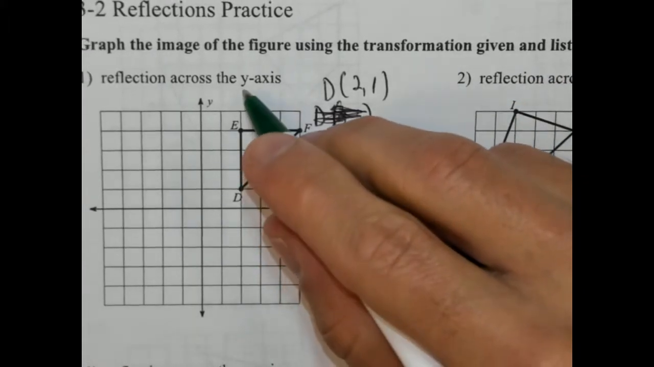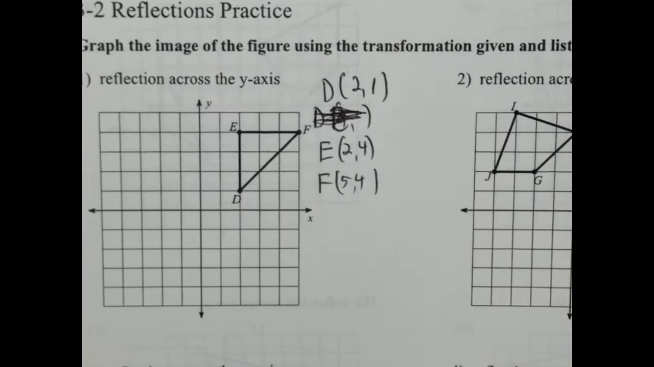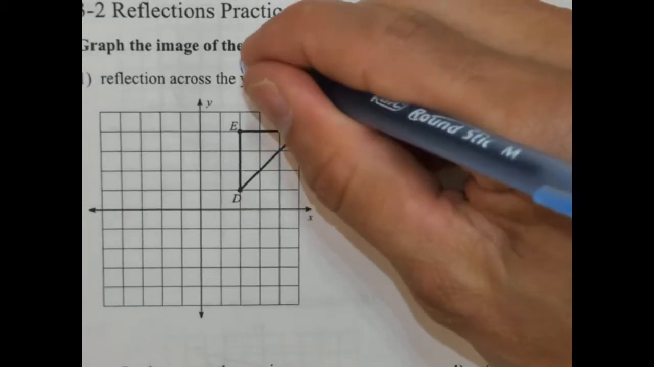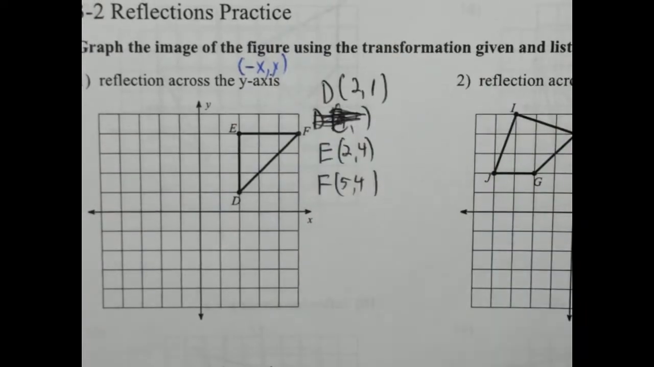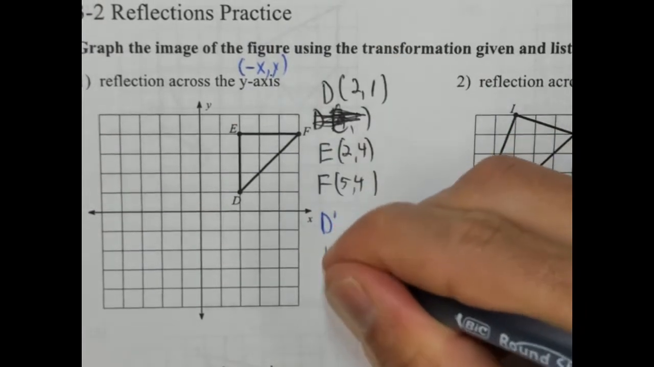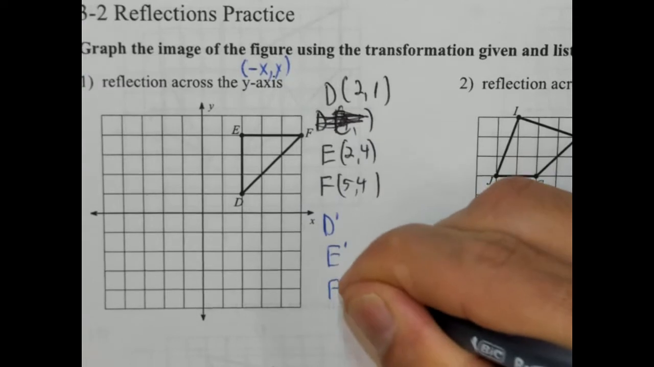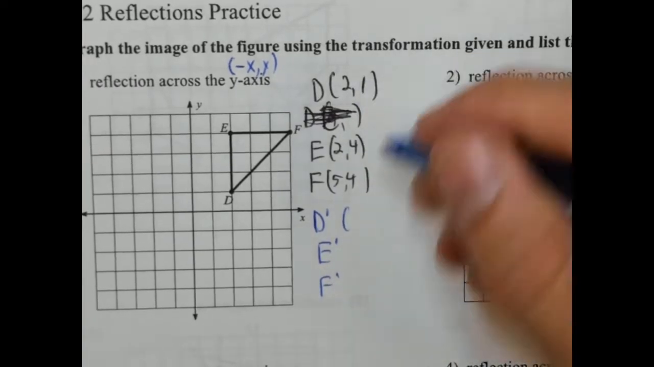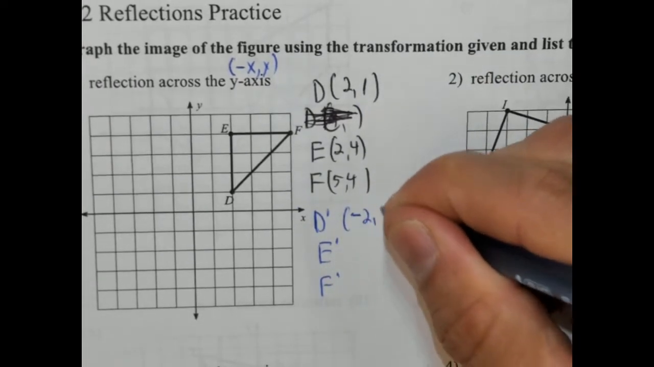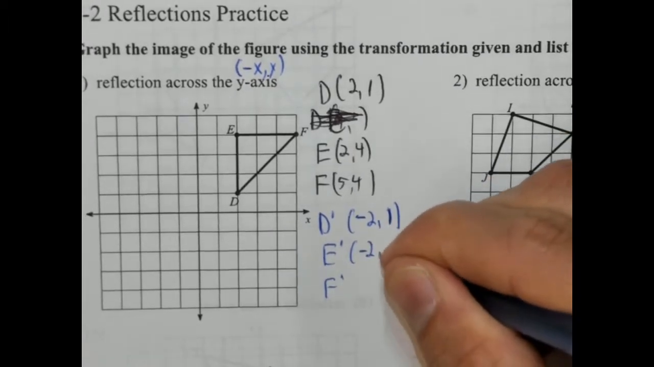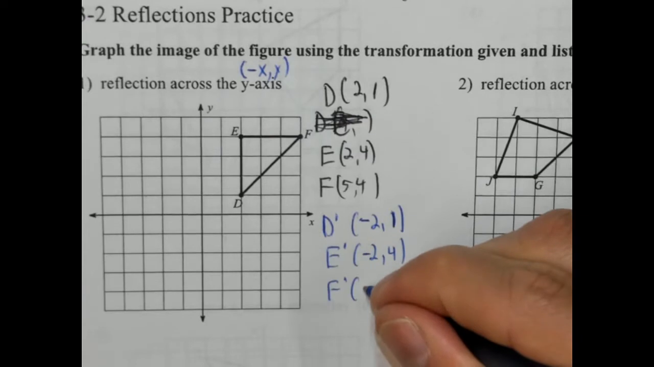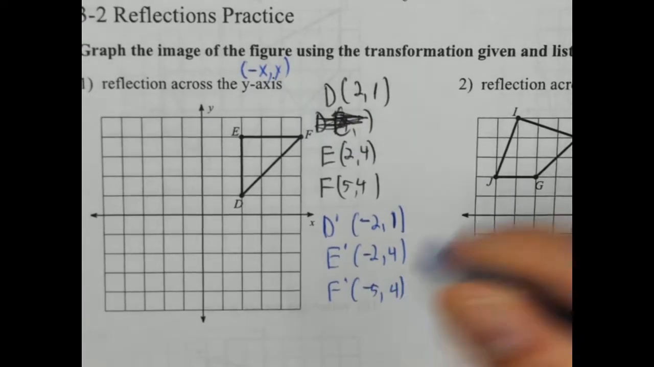And we're reflecting across the y-axis. And when we reflect across the y-axis, what happens is the x value changes. We get opposite x, y. Okay? So we're going to get D prime, E prime, and F prime. So we just change the signs of the x values. So 2 becomes -2. And then 1 doesn't change. 2 becomes -2. 4 doesn't change. And 5 becomes -5. 4 doesn't change.